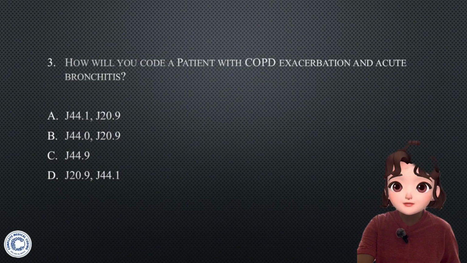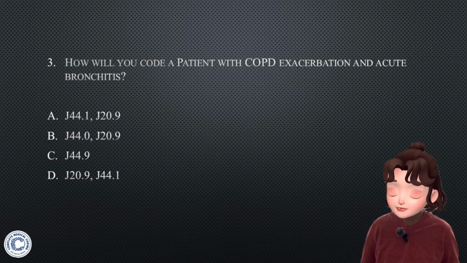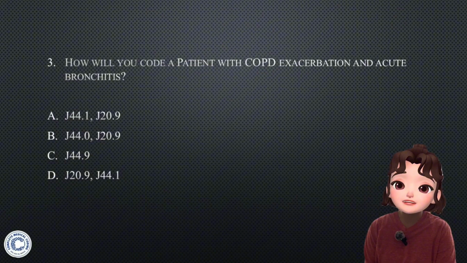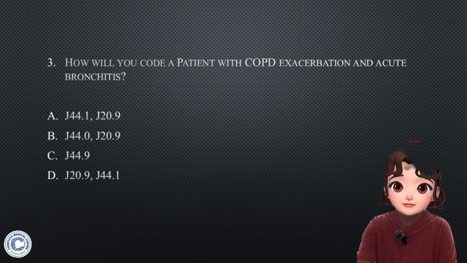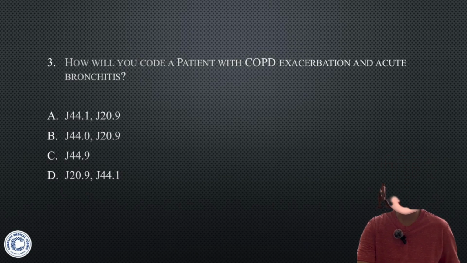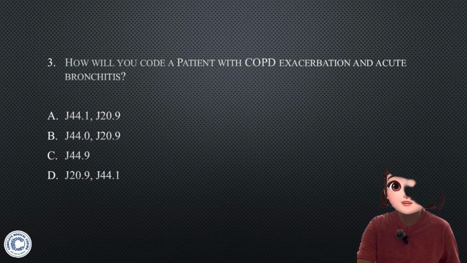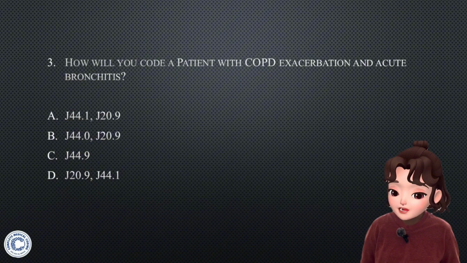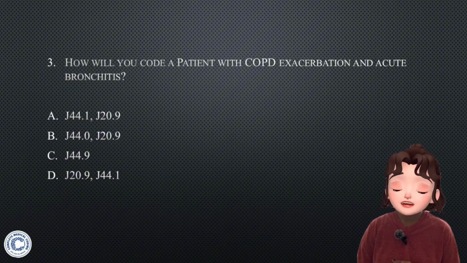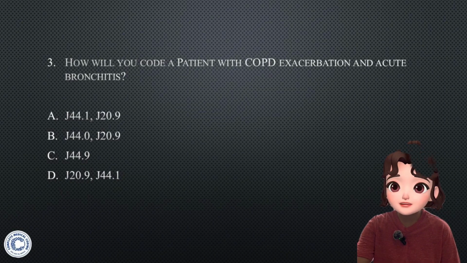J44.1 and J20.9. So what is J44.1? J44.1 is COPD, chronic obstructive pulmonary disease with exacerbation. All right. And J20.9 is acute bronchitis. Now let's check the other codes as well. Option B, J44.0. What is J44.0? Same, chronic obstructive pulmonary disease, COPD, with lower respiratory infection.